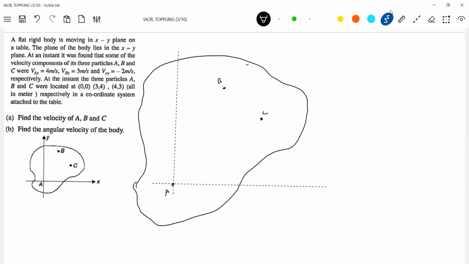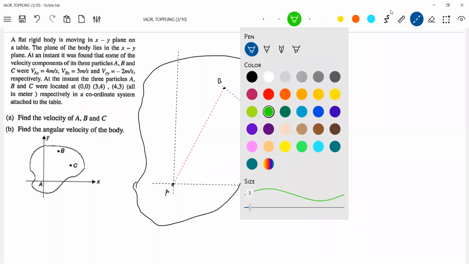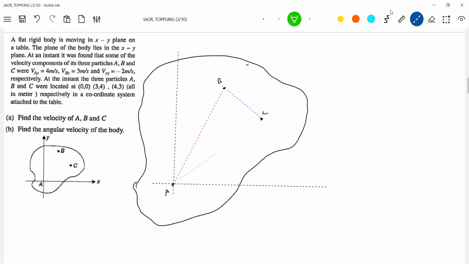Okay, let's do one thing. These lines are what the concept. What is the basic idea? The distance between any 2 points on the rigid body must remain constant during the motion. Now, what is the velocity of this point A? It has VAX. Velocity of point A is VAX.